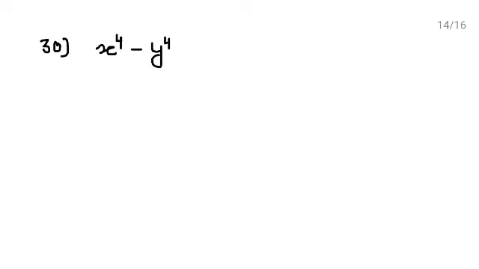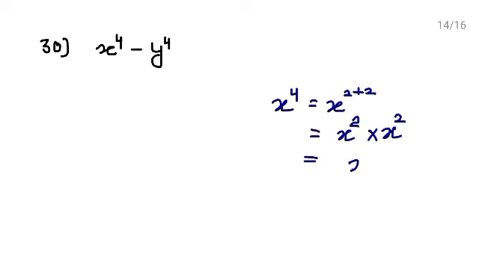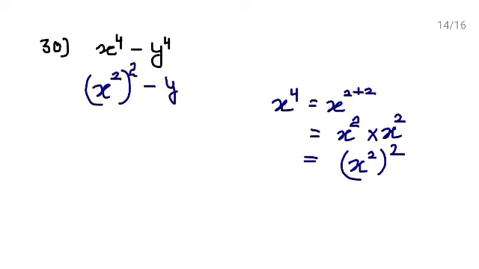Next question number 30. This is x raised to the power 4 minus y raised to the power 4, but you want to write it in the form of difference of squares. It means a square minus b square. So x raised to the power 4 can be written as x 2 plus 2, और पावर्स कब ऐड होती हैं? जब हम क्या करते हैं? बेसिस को मल्टीप्लाई करते हैं, राइट? This can be written as x square multiply x square. It means x square raised to the power 2, क्योंकि x square को कितने टाइम्स मल्टीप्लाई कर रहे हैं? 2 टाइम्स. So we can write it as x square raised to the power 2 minus y square raised to the power 2.